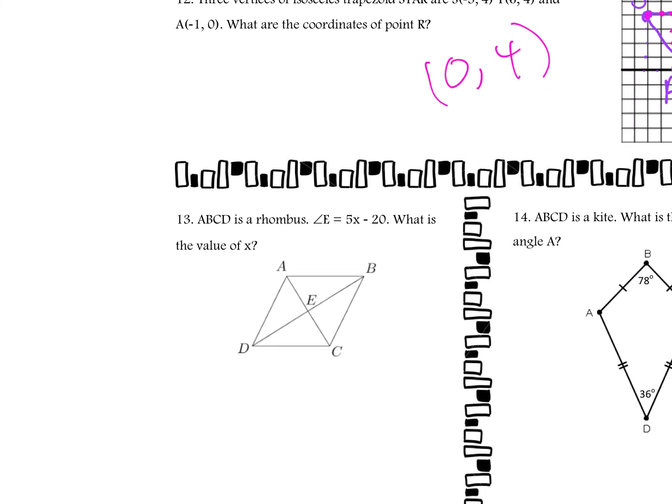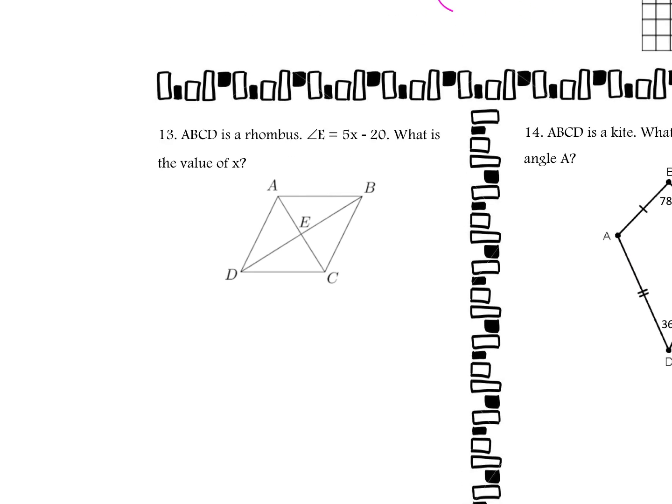Alrighty, only a couple more problems. Right here we have a rhombus. What do we know about a rhombus? Opposite sides are congruent, opposite sides are parallel, all sides are congruent. And then we know that's a 90-degree angle. We also know that these right here are angle bisectors.